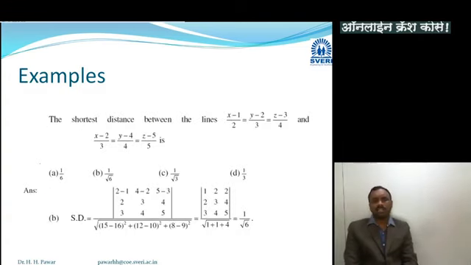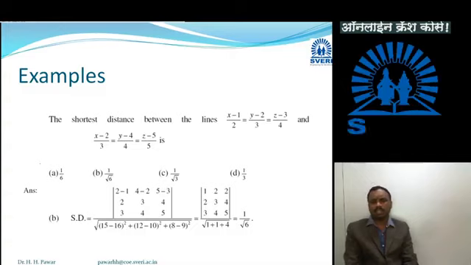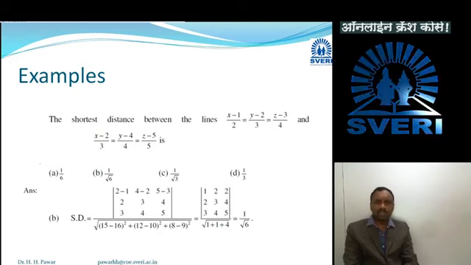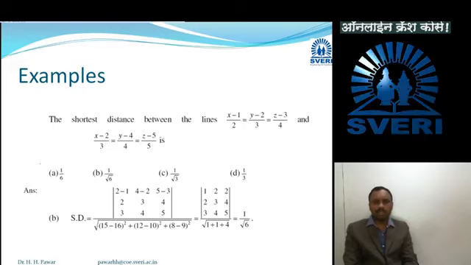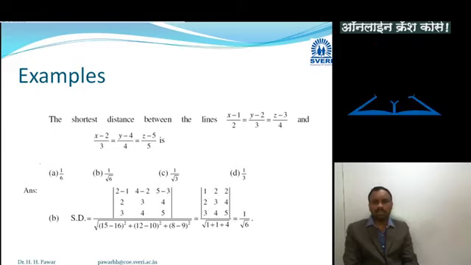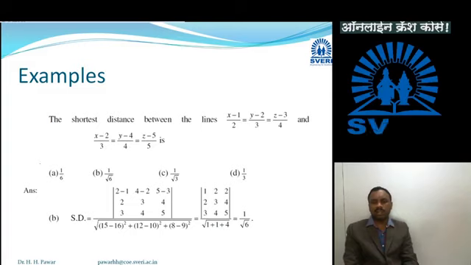Next one, the shortest distance between the lines (x minus 1) upon 2 is equal to (y minus 2) upon 3 is equal to (z minus 3) upon 4 and (x minus 2) upon 3 equal to (y minus 4) upon 4 equal to (z minus 5) upon 5 is. First option is 1 by 6, second option is 1 by root 6, third one is 1 upon root 3, fourth one is 1 by 3.